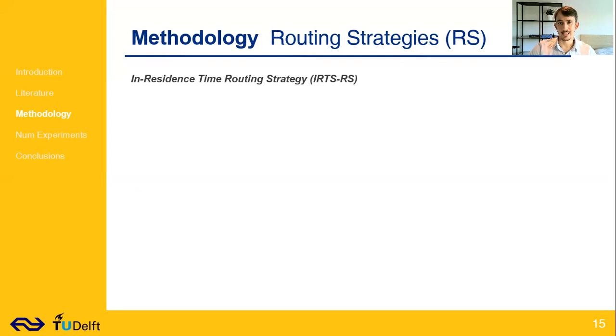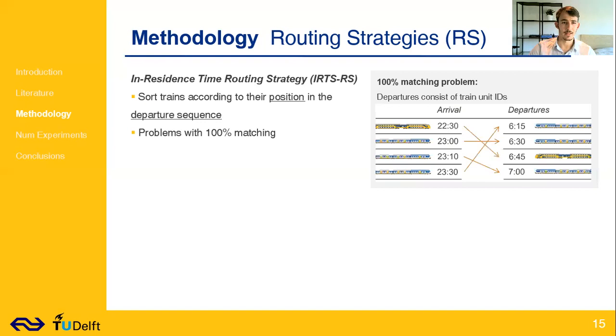Secondly, we have the in-residence time routing strategy. In this case, we're sorting trains according to their position in the departure sequence. In order to do that, we need to know exactly what train unit ID will perform each specific train service. That's why we are using problems here with 100% matching. As I show in this example, this means that departures consist of specific train unit IDs. So it basically means that the matching problem is already given. It's already solved and agents have one single solution to solve the matching problem.